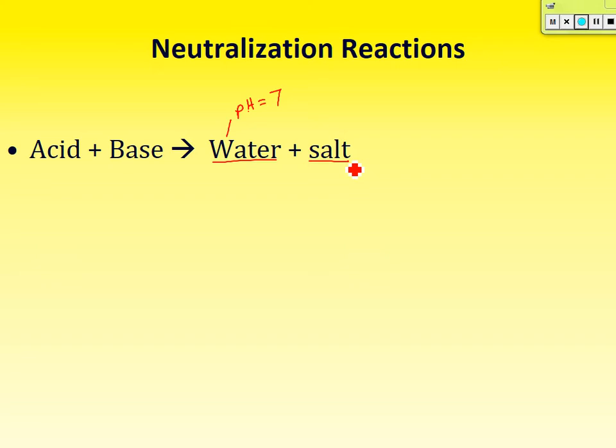Okay, before I start, everyone thinks that salt is always NaCl. That is a salt, but there's many more types of salts. What a salt is, is a metal and a nonmetal. So, yes, sodium is a metal, chlorine is a nonmetal, and this is a salt, but it's not the only salt that there is.